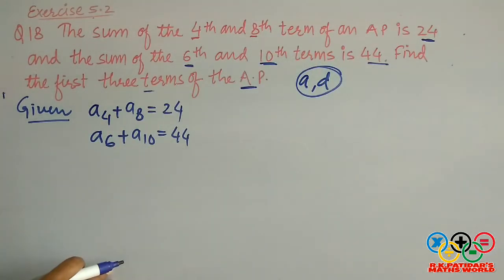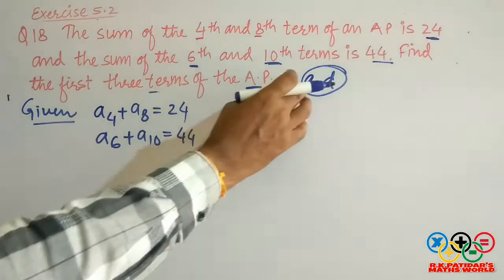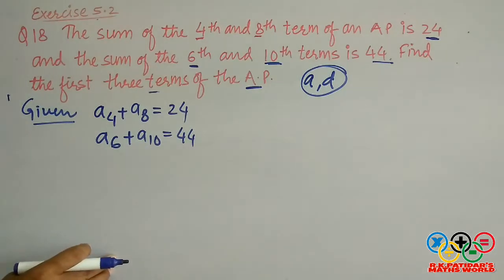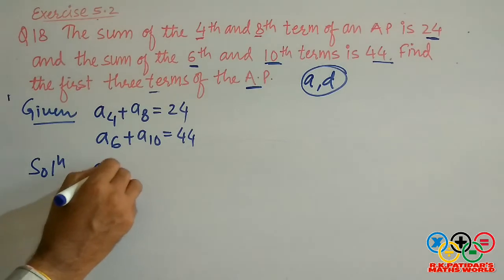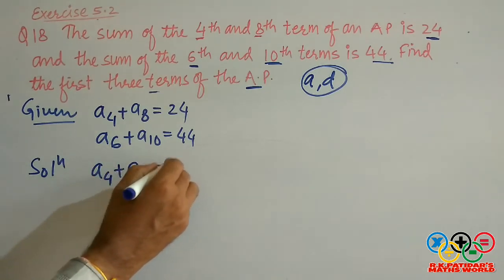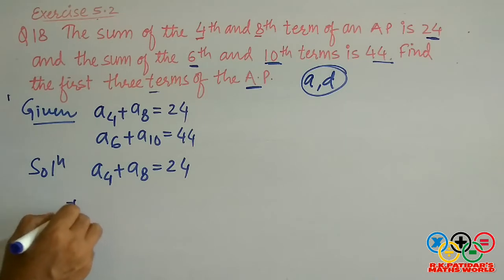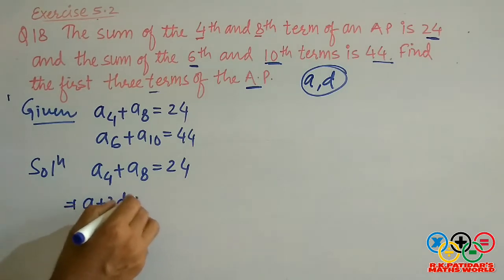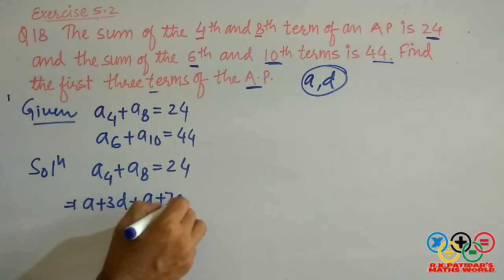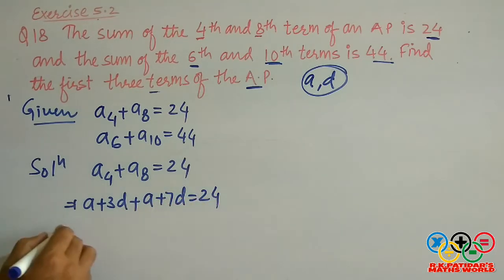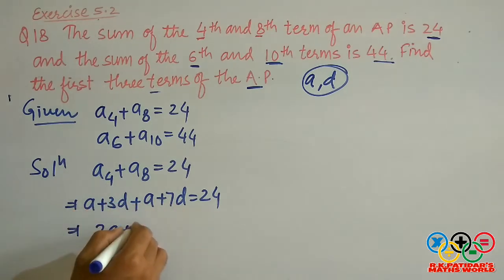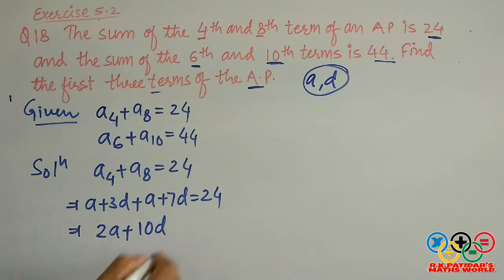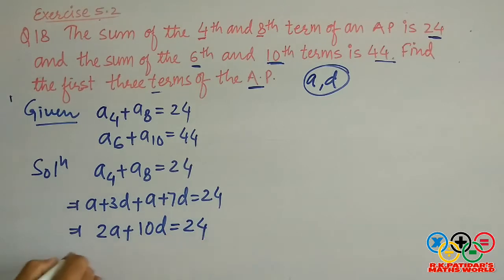So with the help of given things we will find out the value of first term and common difference A and D. So see, first what we have, 4th term and 8th term is equal to 24. 4th term it is A plus 3D. 8th term it is A plus 7D is equal to 24. A plus A is 2A. 7 plus 3 is 10. 10D is equal to 24.